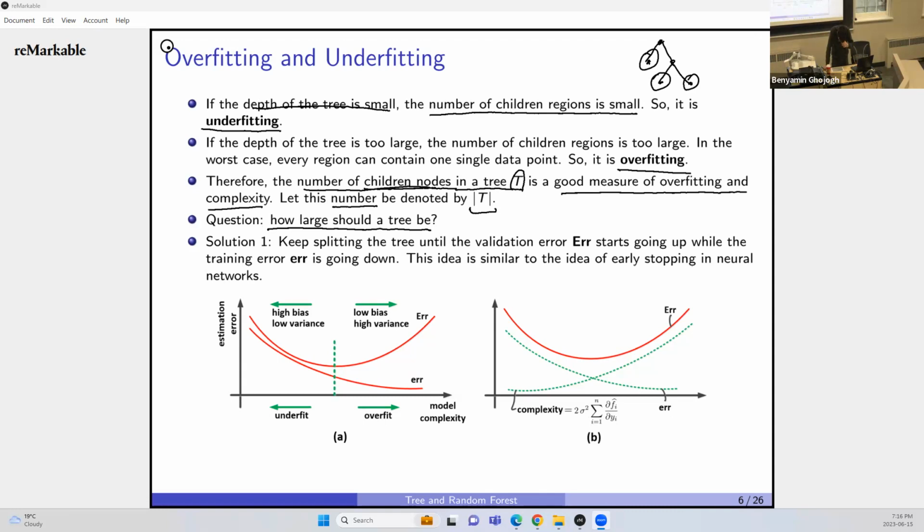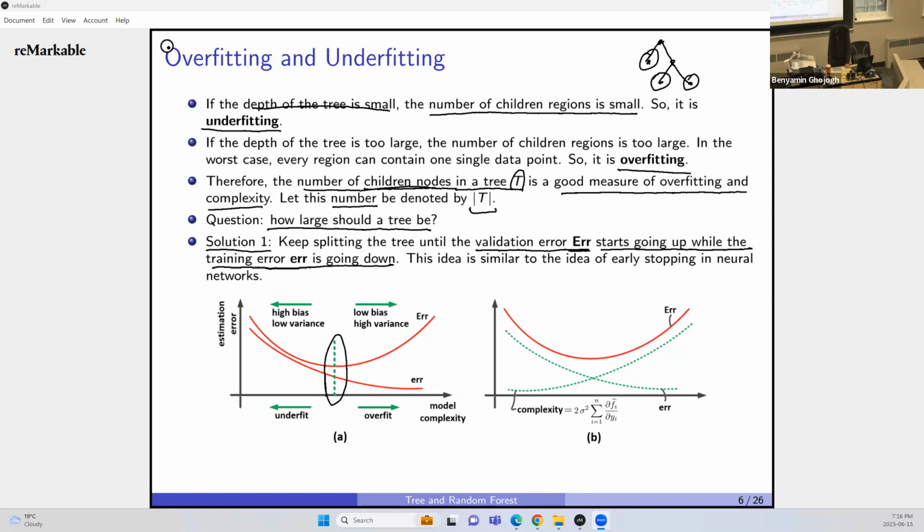Now, how large should a tree be not to overfit? We have several solutions. Solution 1: keep splitting the tree until the validation error, or generalization error, starts going up while the training error is going down. Exactly what we do in early stopping in deep learning. We keep track of training error and generalization error or validation error, maybe with some oscillation, but ignoring the oscillation, the pattern is usually that the training error goes down, but the validation error goes down up to some point and then goes up.